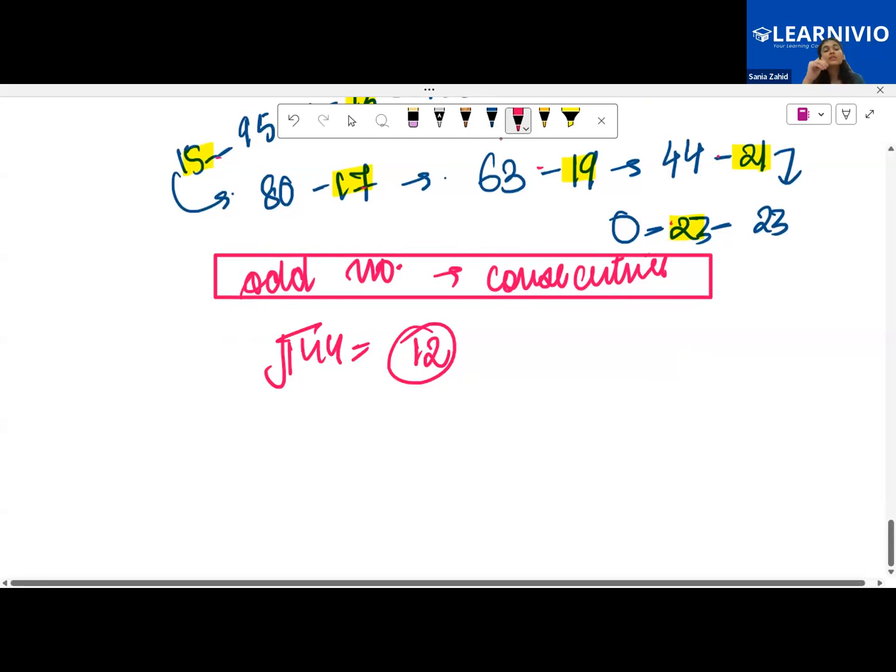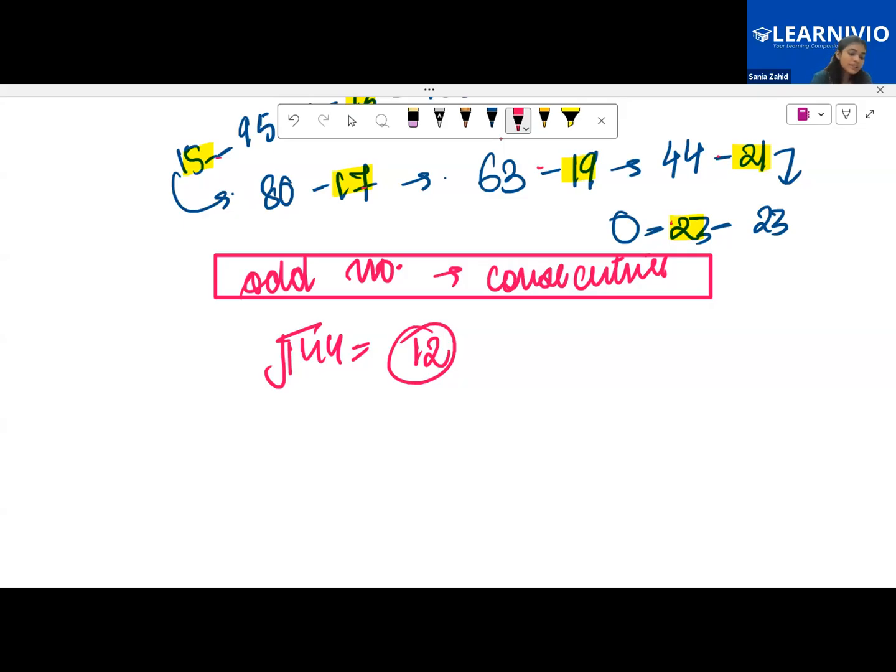Okay, if I am subtracting 13 odd numbers from any particular given number, that means the square root of that number is 13. Fine. Now, if you get 0 at last, that means the given number is a perfect square. But if you do not get 0 at the last, that means the given number is not a perfect square. Fine.